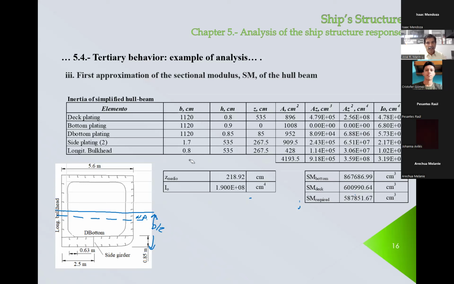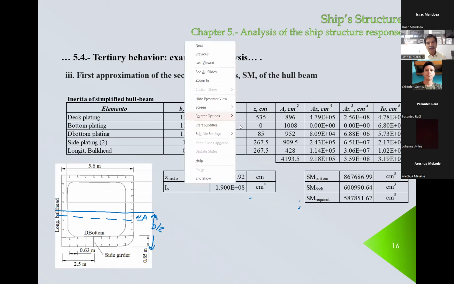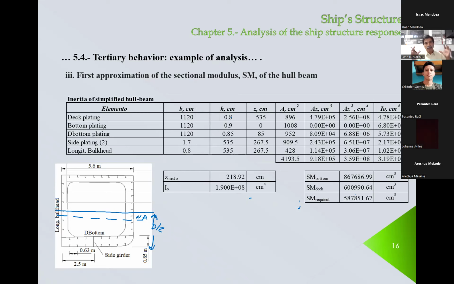Now in this case, we did not include the longitudinals. So that means it's going to increase this inertia a little bit, but I don't expect the increment to be that large. So it's a good idea for you to do this calculation: include just the plating, then include the longitudinals, and check what percentage the longitudinals contribute to the bending stiffness of the ship hull. That's a good number to have in your mind.